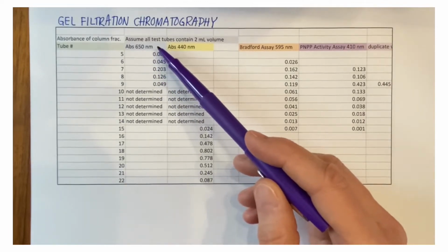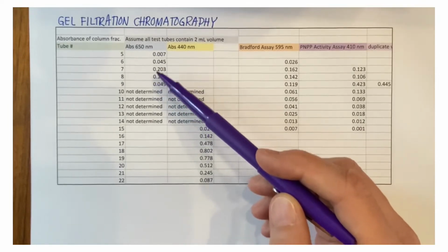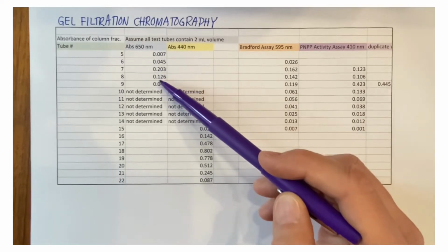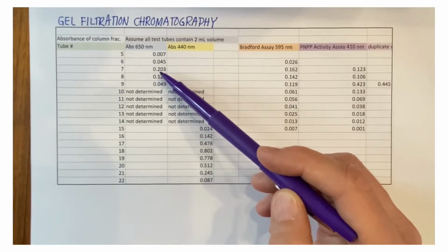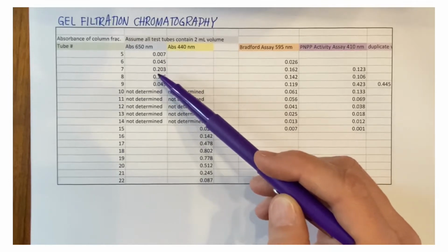The first one is at 650 nanometers, which reads blue, and this is where the blue dextran came out from the column. So these test tubes are all slightly or largely blue. Blue dextran's a really large molecule, so it comes out of the column first. It can't fit into any of the pores of the beads, so it just goes around them.